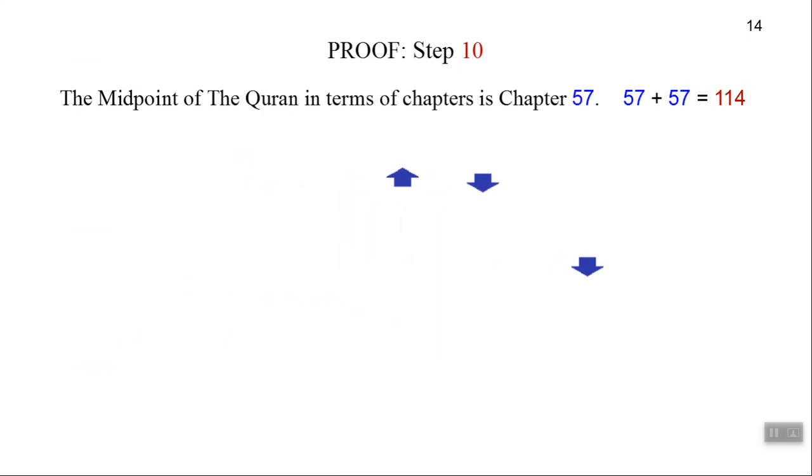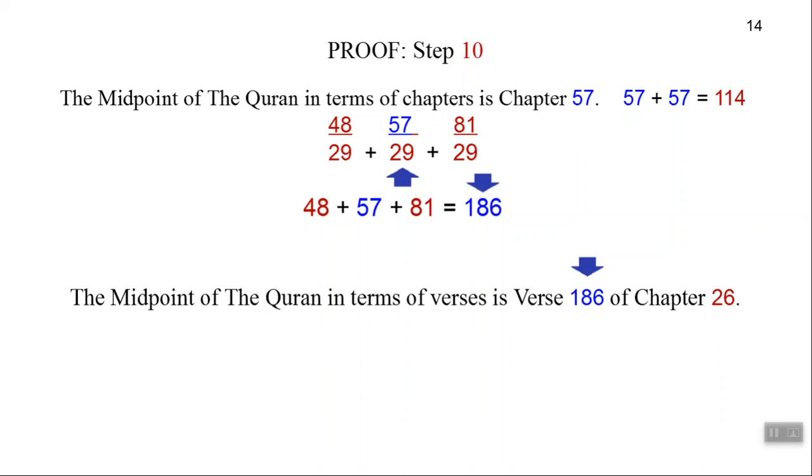The midpoint of the Quran in terms of chapters is chapter 57. And the only 3 chapters of the Quran that have exactly 29 verses are around the midpoint of the Quran in terms of chapters, which is chapter 57. And the sum of the chapter numbers of these 3 chapters is 186. And the midpoint of the Quran in terms of verses is also verse 186 of chapter 26. The 2 midpoints of the Quran are complementary.